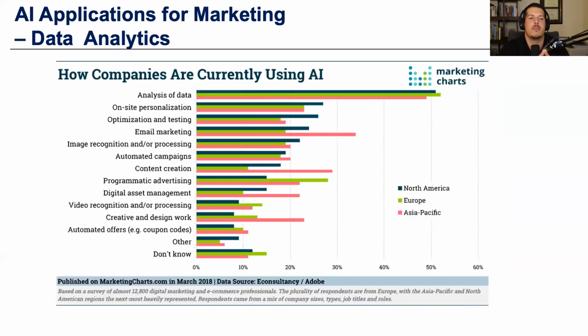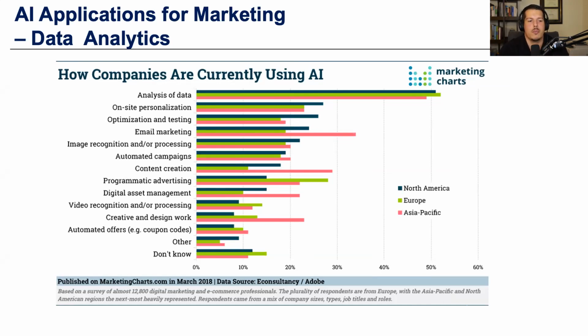So the next area in AI is data analytics. And as you can see in this graph here, data analytics is also the majority or most used segment of AI. It's used across all different areas, meaning geographical areas, meaning North America, Europe, Asia Pacific. And here you can see also what type of other AI use cases are there.